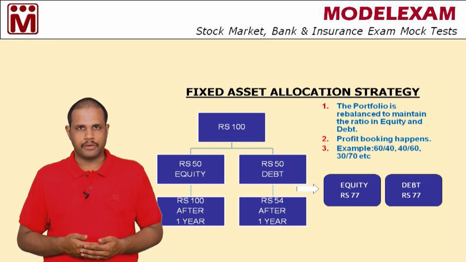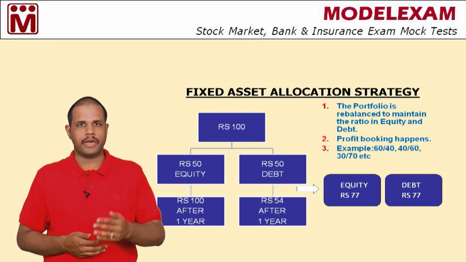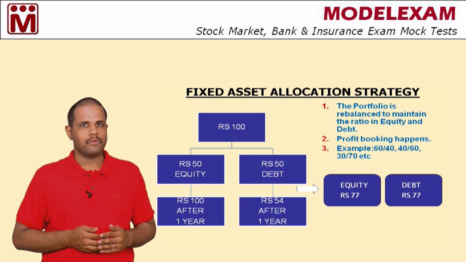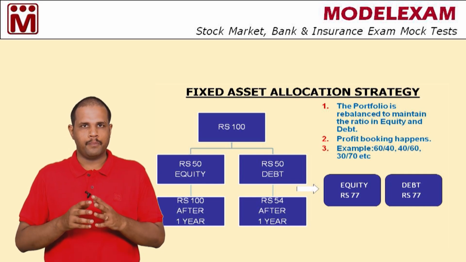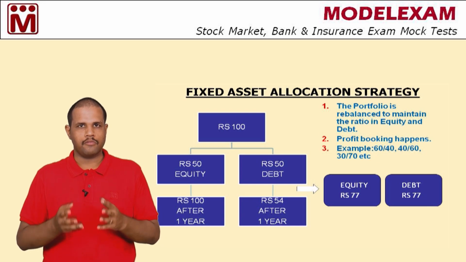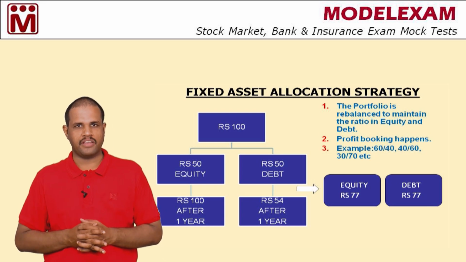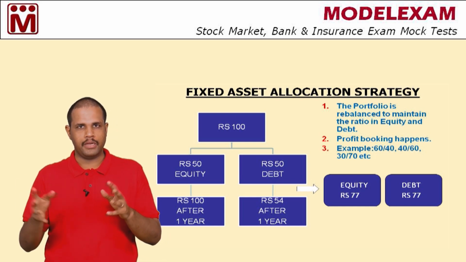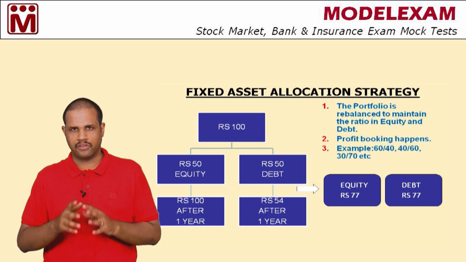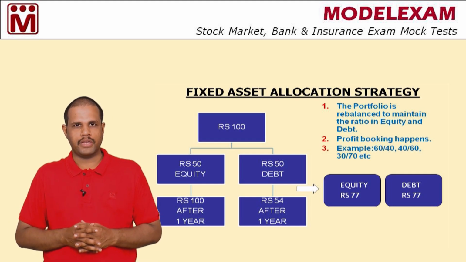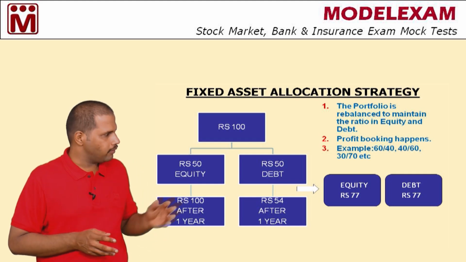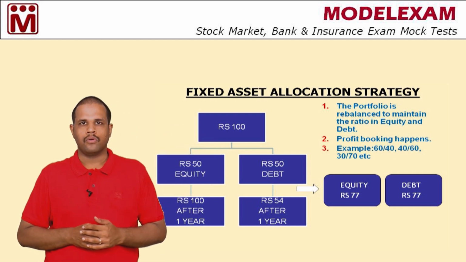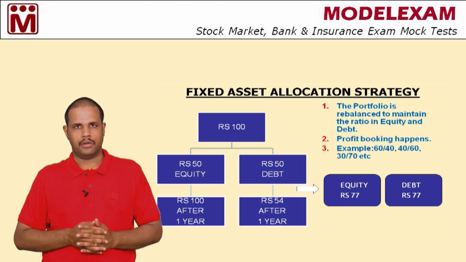Fixed asset allocation. This is another kind of asset allocation strategy. In fixed asset allocation, we invest in fixed proportion in different asset classes. For instance, let us take 50-50 in equity and debt. This is an example. So if I have to invest 100, I will invest 50 in equity, I will invest 50 in debt. So this is the starting position.